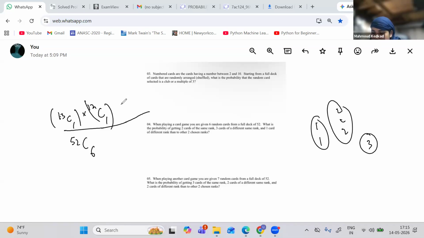Right? Times, and then for 3 cards of a different same rank, it would be everything minus the 13 and 12. So 11C2, C1 again. Oh my God, this is so confusing. Let's see.